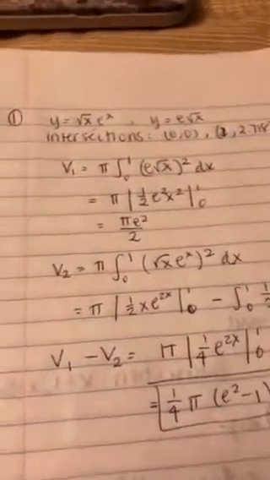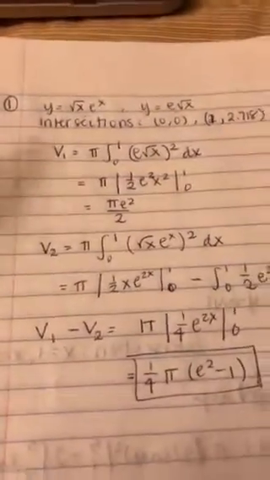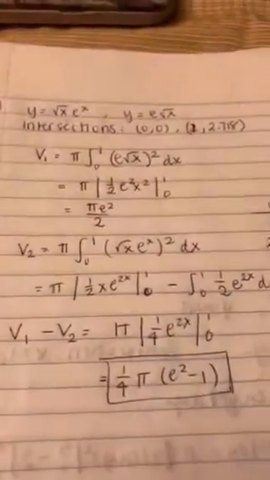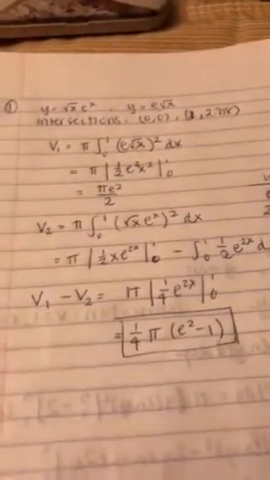First, we have to find the intersections of these two lines, because that'll tell us our boundaries. The intersections will be (0, 0) and (1, 2.718). The x values are the only ones that are really important for our boundaries. So we can split this up into finding the volume of the two different equations, and then subtract them to find that one volume.